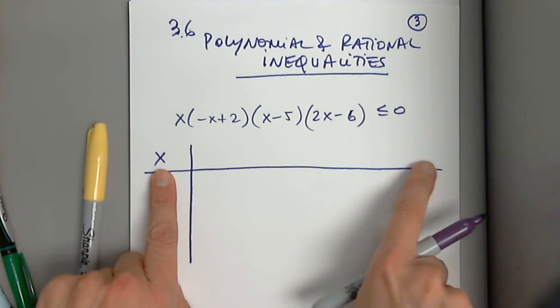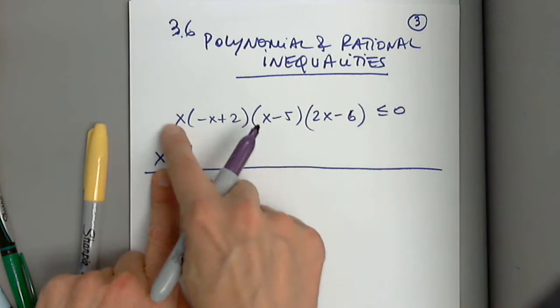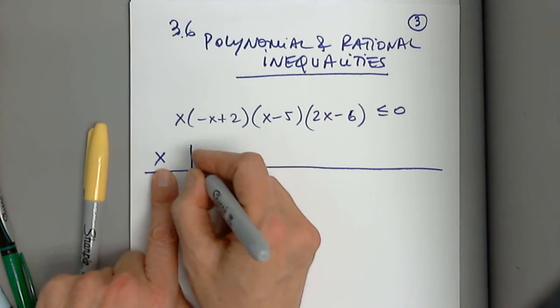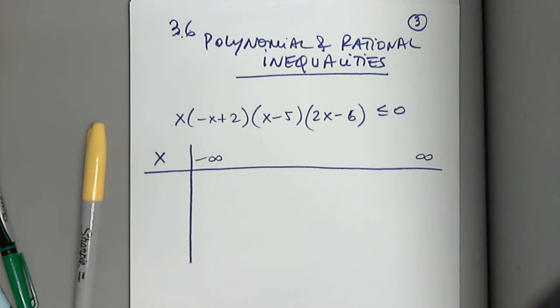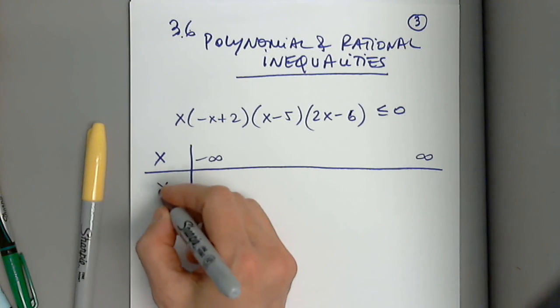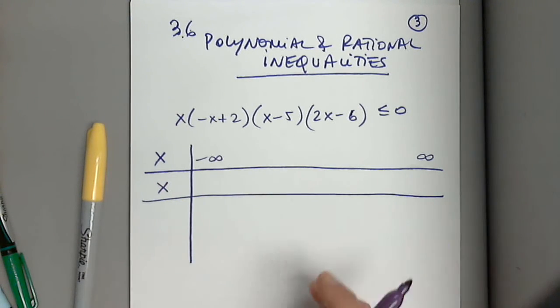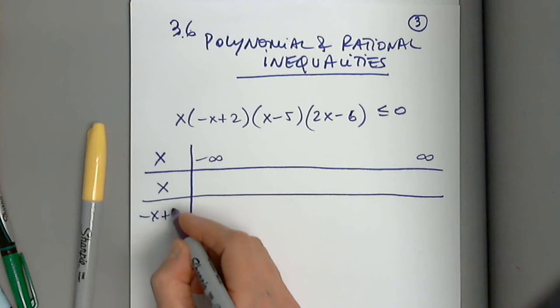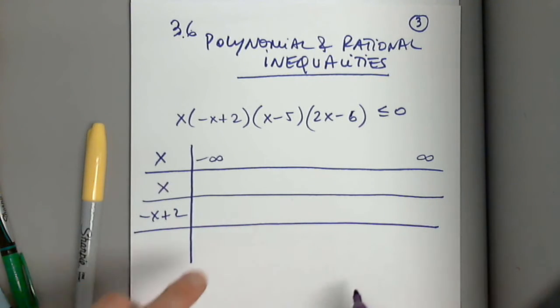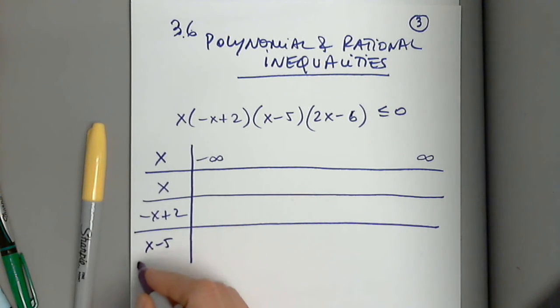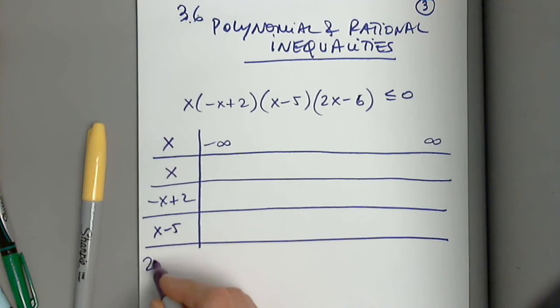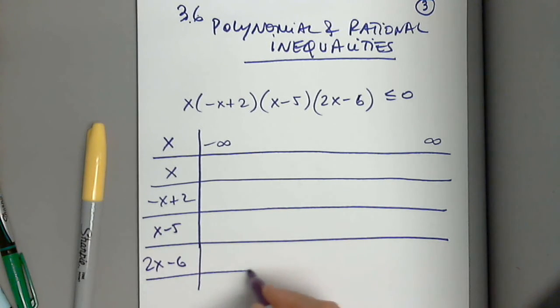x is the variable in the problem. It has nothing to do with these factors. It goes from -infinity to infinity. The first factor in the problem is x. The next factor is -x plus 2. The next factor is x minus 5. The last one is 2x minus 6.